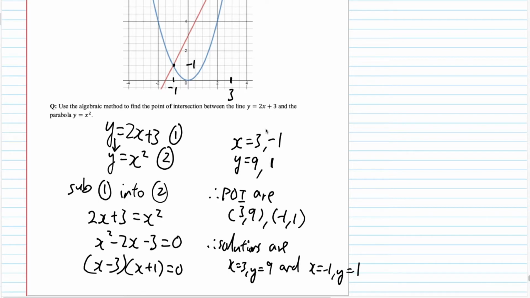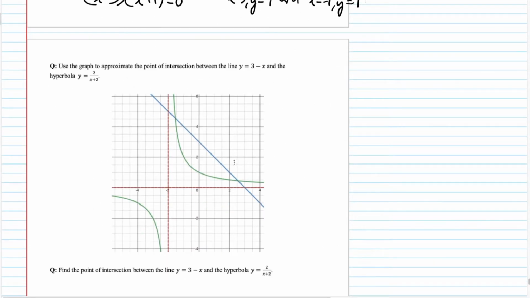So this can be part of your working out, but in your final answer, if the question says find the points of intersection, I want you to write it like this. But if the question just says solve it simultaneously, then I want you to write your answer like this. Hopefully that's quite clear. Do not write like that, but that can be part of your working out.